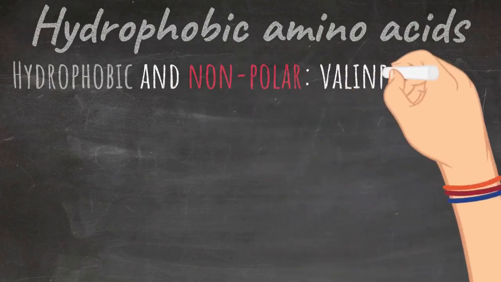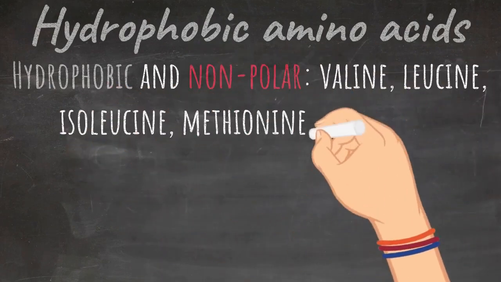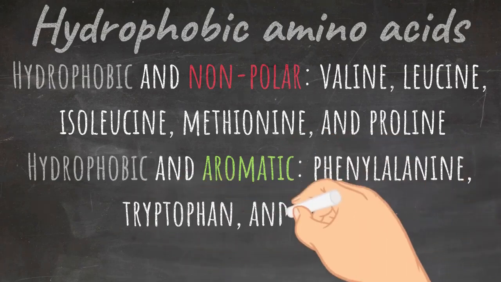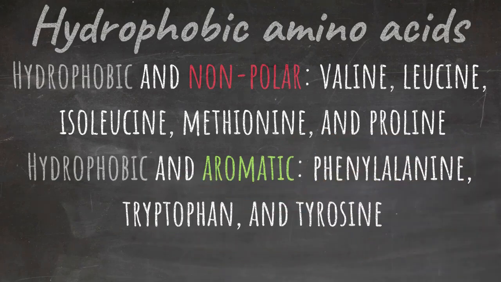Hydrophobic amino acids are nonpolar, but they are broken down into two different groups that are more specific. The hydrophobic and nonpolar ones include valine, leucine, isoleucine, methionine, and proline. And the hydrophobic and aromatic amino acids are phenylalanine, tryptophan, and tyrosine.